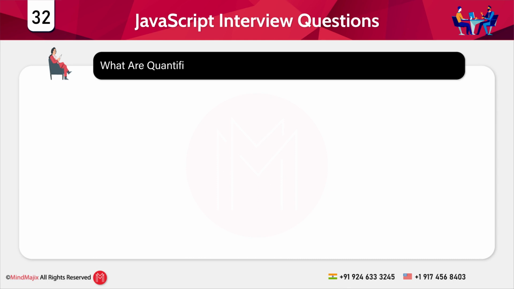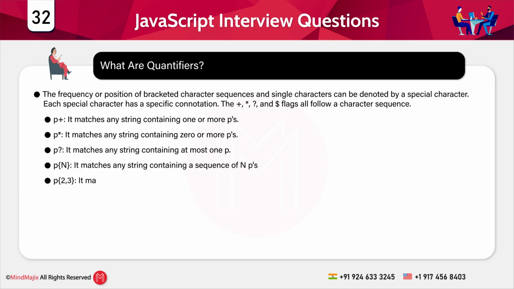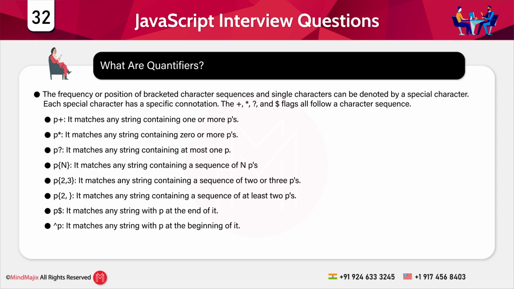Then what are the quantifiers? The frequency or position of bracketed character sequences and single characters can be denoted by special characters. Each special character has a specific connotation. Plus, star, question mark, dollar symbol, all follow a character sequence.